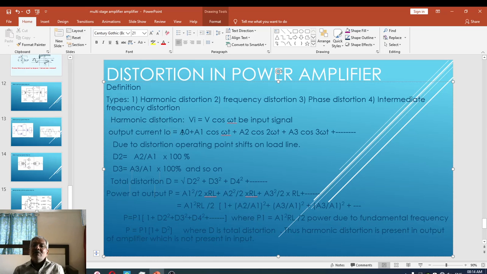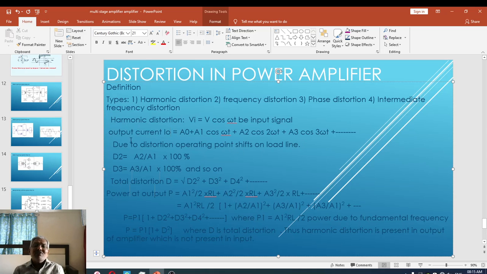Due to distortion present in the amplifier, it will shift the position of the operating point on the load line. And we are aware that when the position of the operating point is shifted, naturally the working of the power amplifier deviates. Now we are going to determine that particular distortion. This is the current which appears in the output of the power amplifier in the form of components of the frequency, or components of the current.